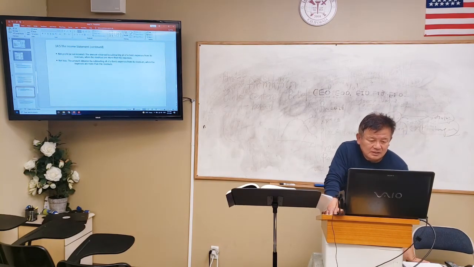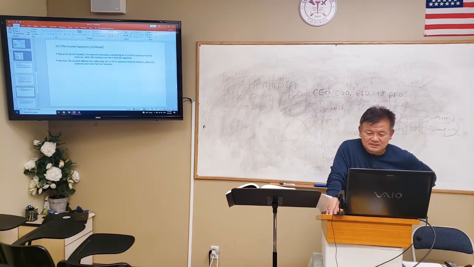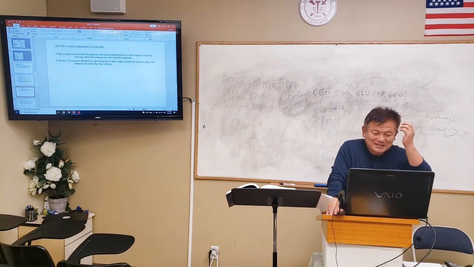And what is the net profit or net loss? We show these on the income statement, also net profits or losses. Net profit is also called net income. It is the amount obtained by subtracting all of a firm's expenses from its revenue when the revenues are more than the expenses. It's profit. We should do that, make the profit, net income.